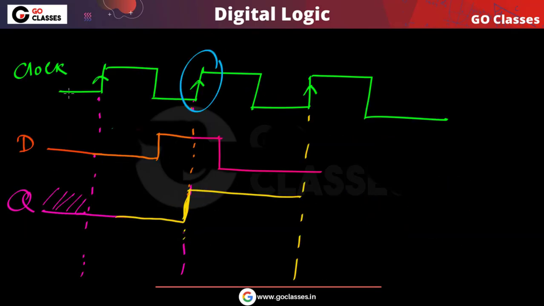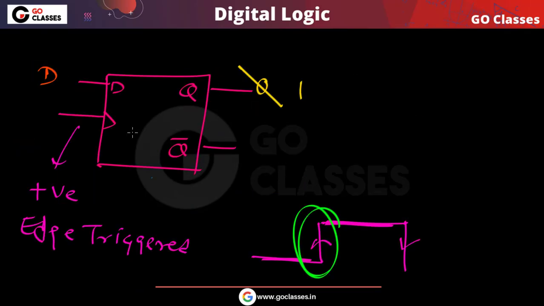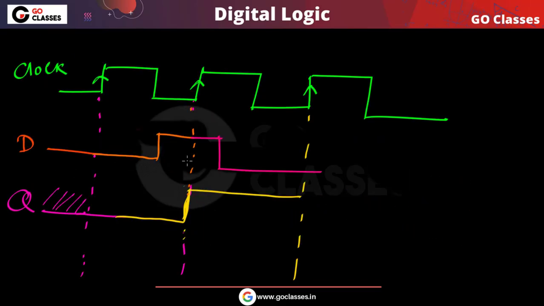You can notice that whenever this rising edge comes, because our flip-flop is positive edge triggered, our flip-flop will be triggered when you get this positive edge. Now notice that sometime before this positive edge, our input must be stable. Also, our input must be stable sometime after the rising edge.